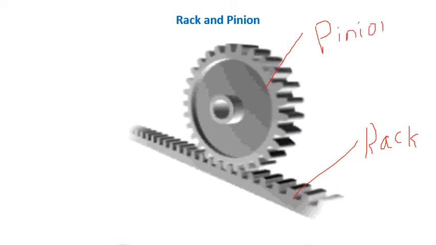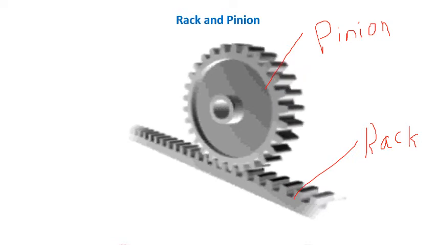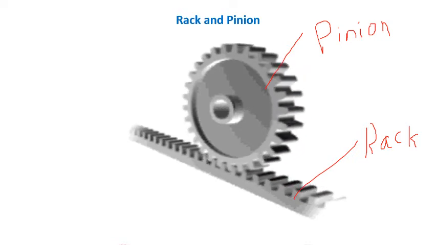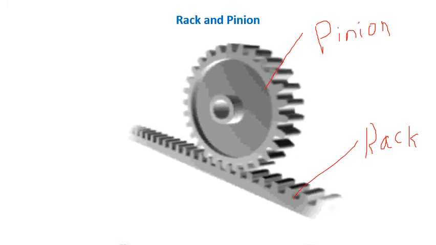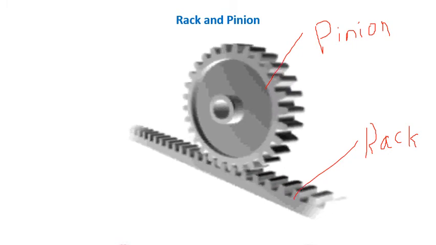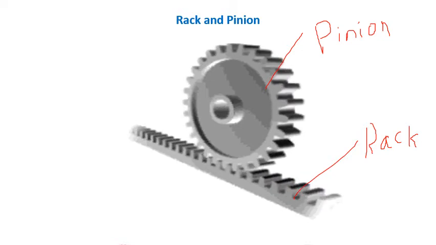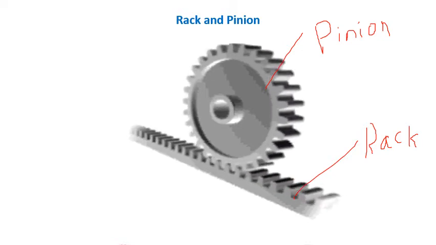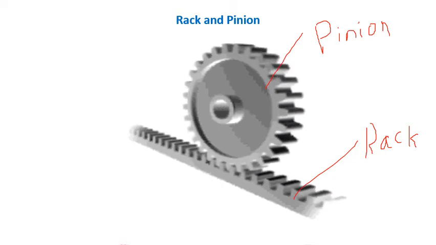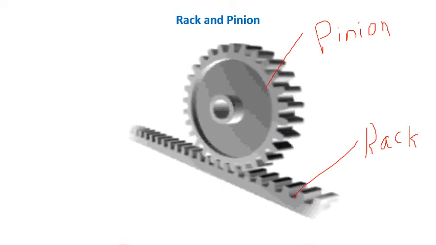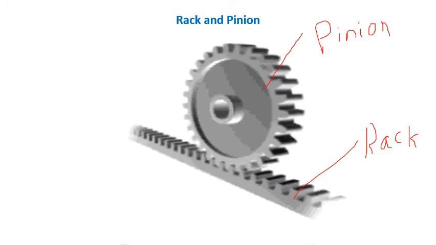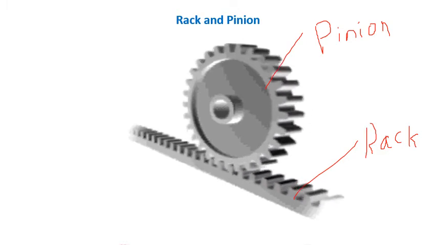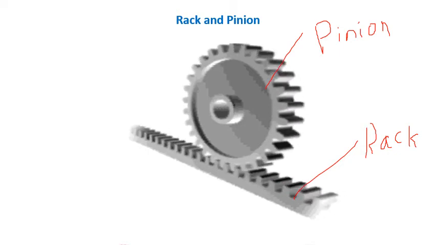Okay, this is called rack and this is called pinion. Then what is rack? So this rack is a straight gear which has no curvature, and it represents a gear of infinite radius. And these rack gears may have either straight or helical teeth.